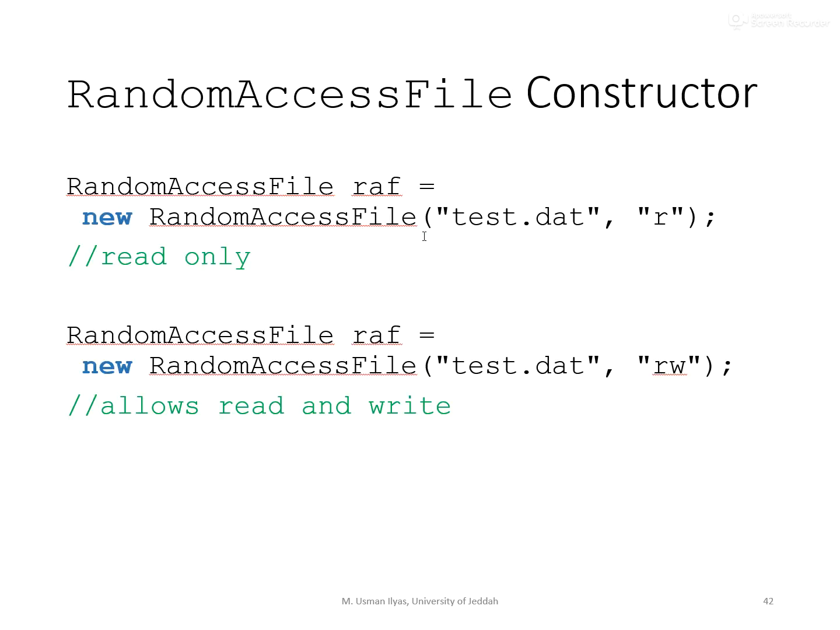Let's see what else. So like I mentioned, you can open the file for reading, or writing, or reading and writing. You can control that by the second argument that you provide in the constructor. The second argument is taken as a string. If you provide R, it means read only. If you pass RW, it means reading and writing, read and write access.